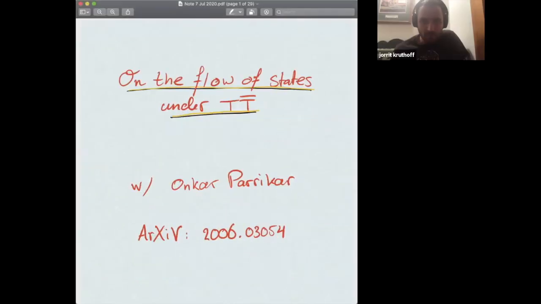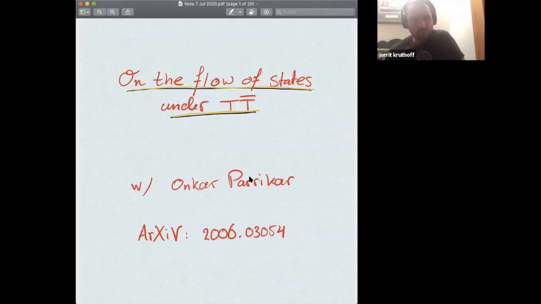Yeah, let's start now. Okay, I'm very happy to give this talk. It's about the flow of states under what's called the TTbar deformation. It's work I did with Onkar Parikar, also a postdoc at Stanford, and the arXiv number you can see below.